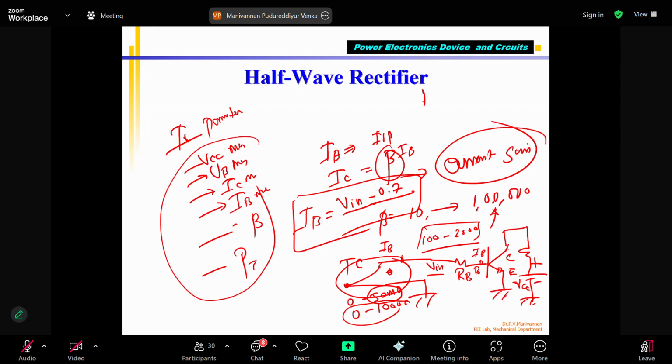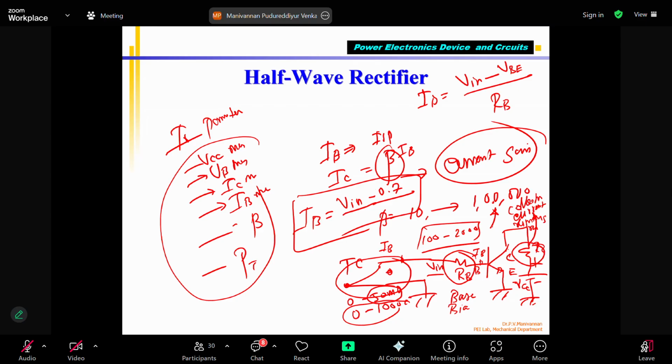IB equal to Vin minus VBE divided by RB. What is RB called? This is the base bias resistor. What is RC? Collector resistor, the collector current limiting resistor, or bias resistor, generally a collector resistor, correct? These two you are going to connect. They are not part of the transistor. This is used for protecting your transistor.